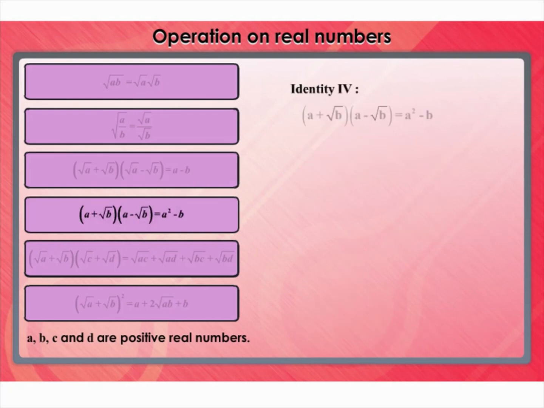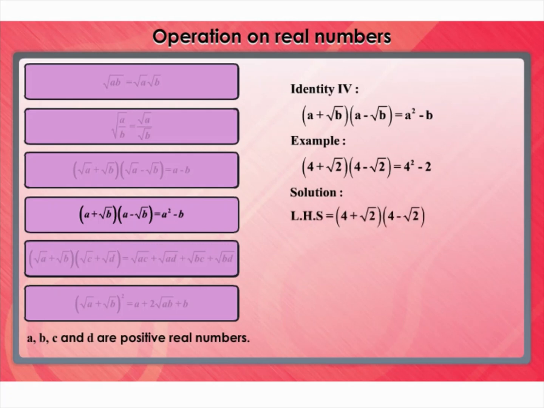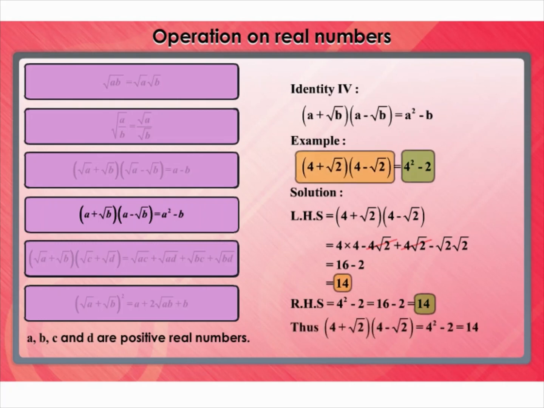The fourth law: A plus square root of B into A minus square root of B is equal to A square minus B. Let's verify this law with an example. Left-hand side of this expression is 4 plus square root of 2 into 4 minus square root of 2. Now simplify the left-hand side by expanding it. These two terms get cancelled. Again, apply the first law. We get 16 minus 2 is equal to 14. On simplifying the right-hand side, we get the same answer. Thus, both the sides of this example are equal.